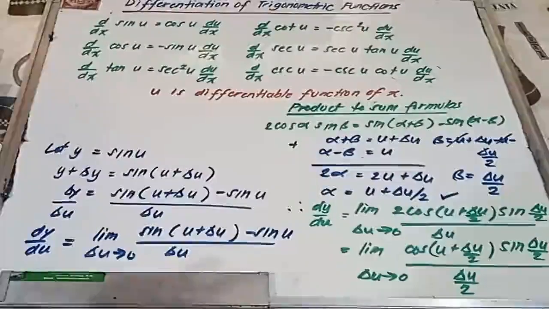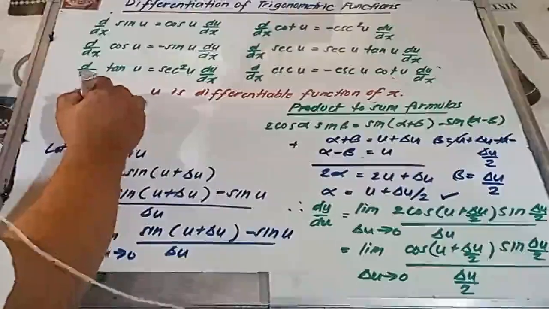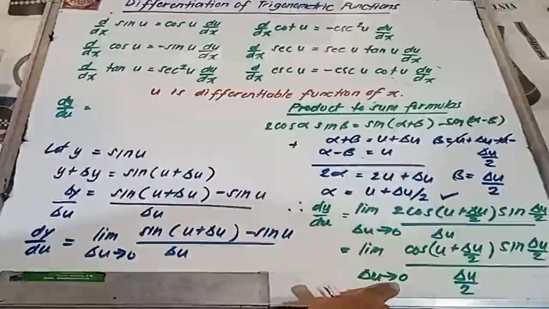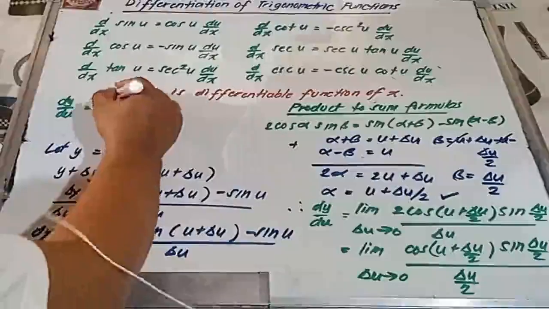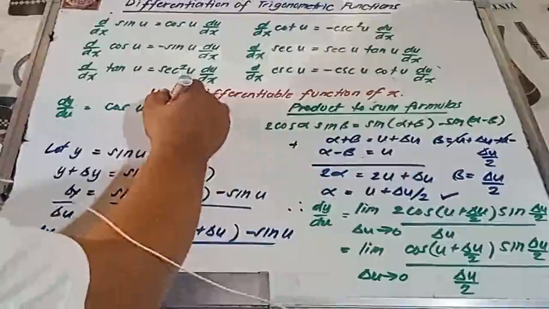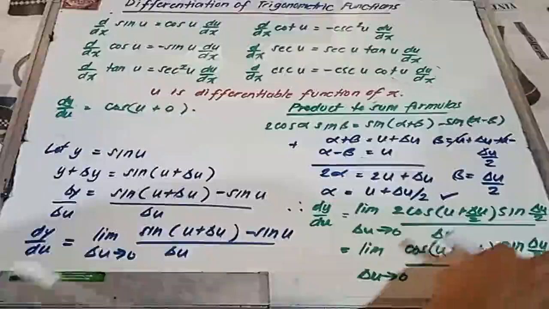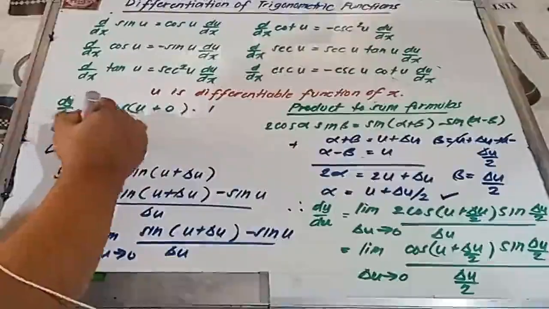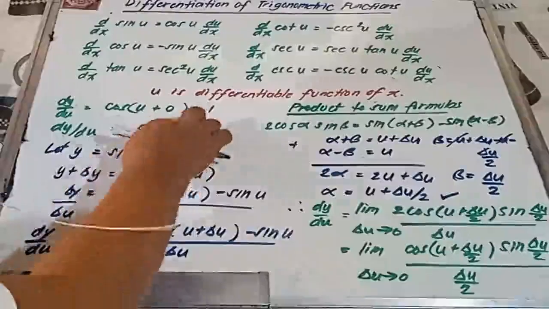Okay, so we have dy over du is equal to, this is equivalent to 1. So, let's substitute 0 from here. So, this will be equal to 0. So, what remains for us is cosine u plus 0 times this, equivalent to 1. Okay? So, we have dy over du is equal to cosine u. Okay, sorry.